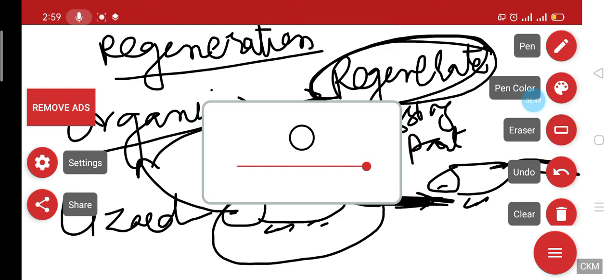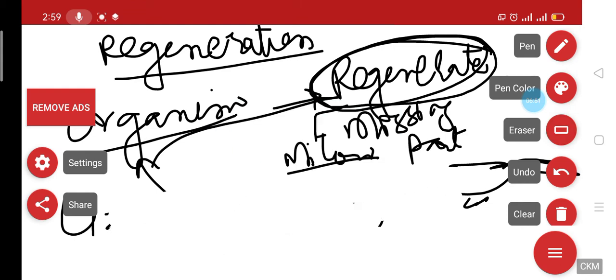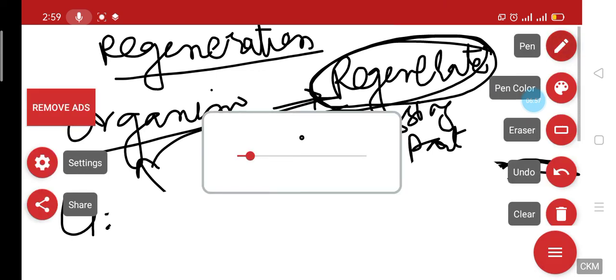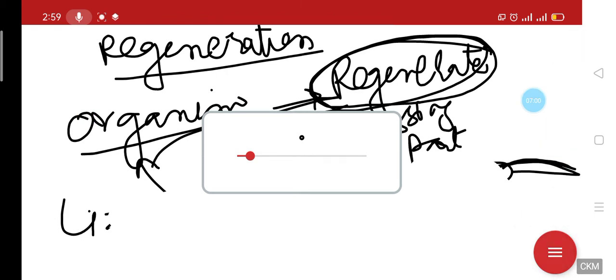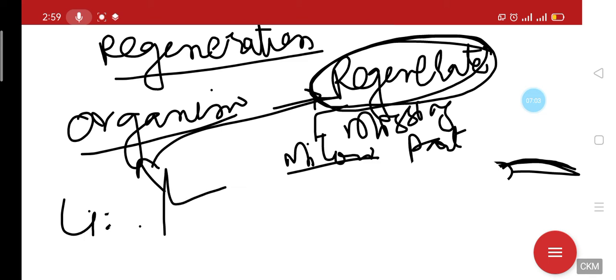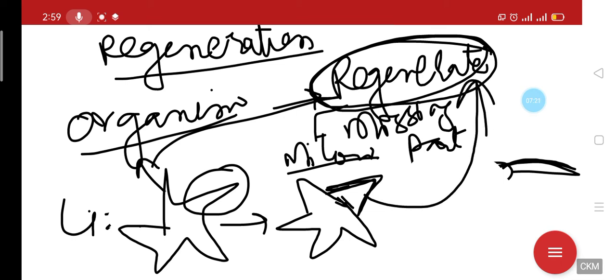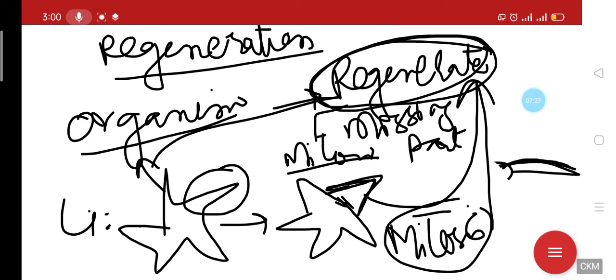Similarly, there are also some other organisms which do regeneration, like the starfish. Let's suppose the starfish, due to some kind of accident, loses its limb. After some days, you will see that the limb is back. This is by the process of regeneration. Regeneration is obviously mitosis. So mitosis is helping to synthesize the missing part.